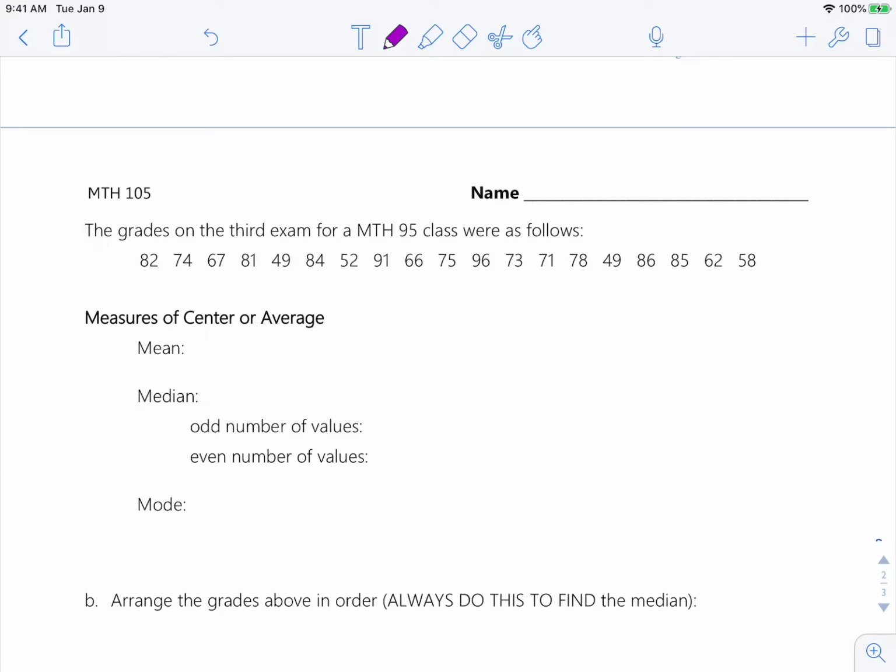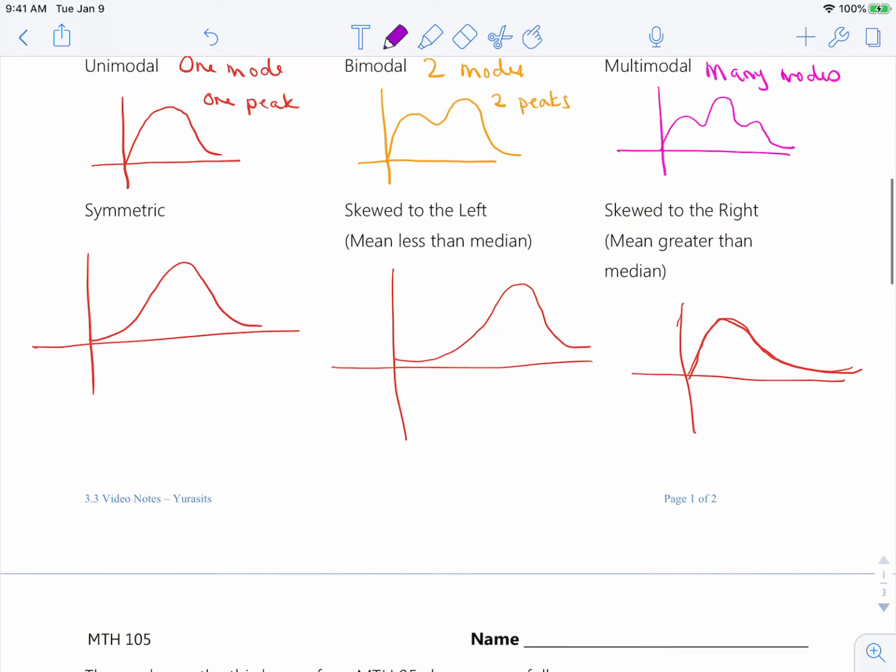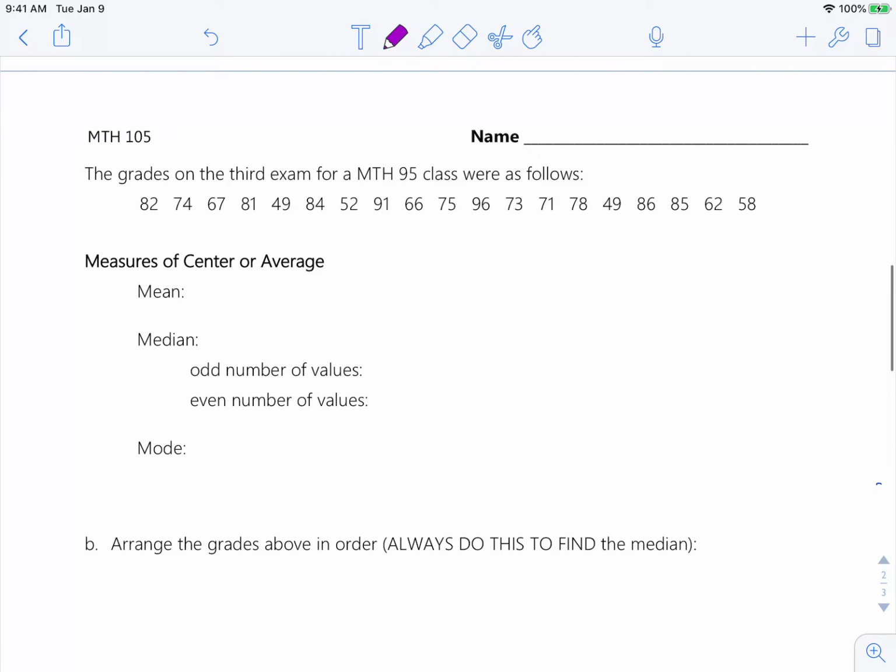All right, so let's talk about some more definitions. I just placed the same grades on the exam for Math 95 here, so we wouldn't have to look them up every single time. So we have these grades. We are going to figure out some measures of center, or average. We like to usually say measures of center. And what those refer to are these three definitions.